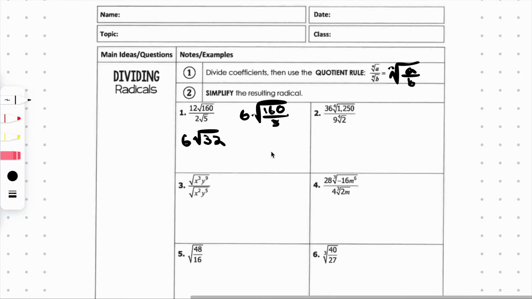Now we're not done. We need to simplify. So we think of some square root factors of 32. And the largest one is going to be 16. So I can rewrite this as 6 times square root of 16 times root 2. And square root of 16 is 4. So we're going to get 6 times 4 times root 2. 6 times 4 is 24. So we're going to say 24 root 2. And done.